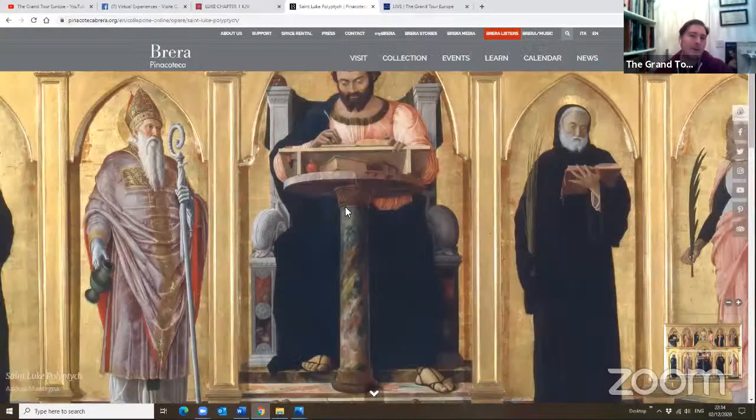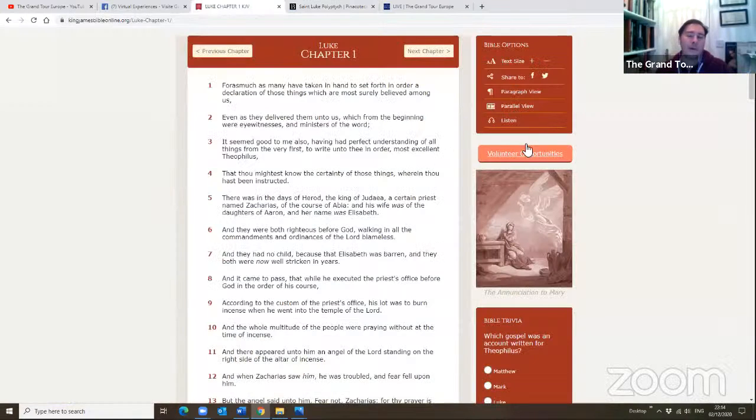I just want to read now the introduction. So we'll open this series. I'll be reading the first chapter of the Gospel of Luke. For the translation, I'll use the King James Bible. For the Italian version, I use the CEI version, the official version that is used by the church.